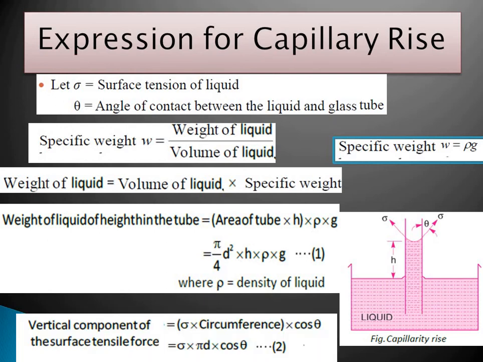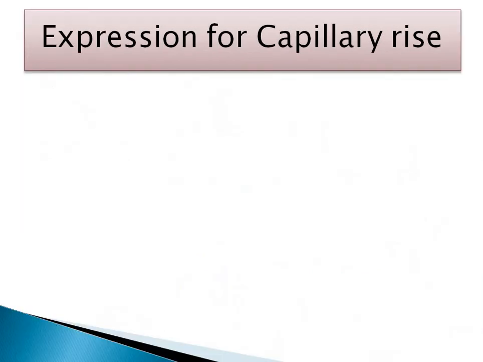So it is nothing but pi by 4 d square h into rho g, where rho is nothing but density of liquid. So vertical component of the surface tension force is given as sigma, equals circumference into cos theta. So sigma into pi d into cos theta is nothing but the vertical component of the surface tension force.